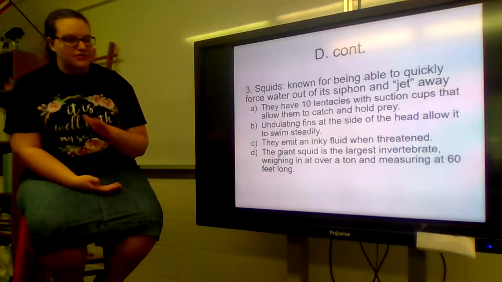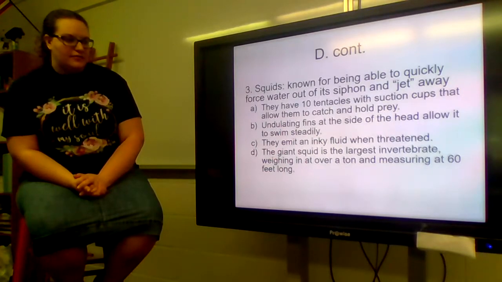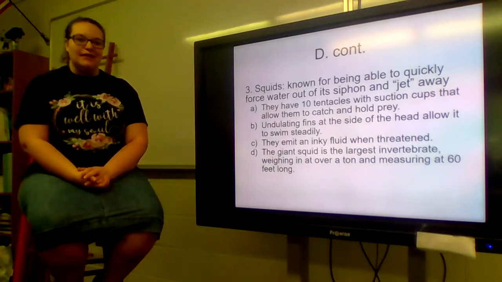The giant squid is the largest invertebrate. It weighs over a ton, and it measures up to 60 feet in length.